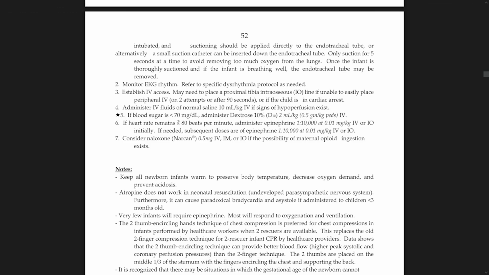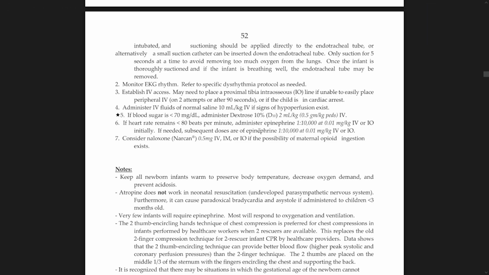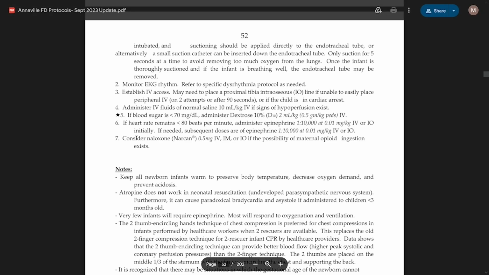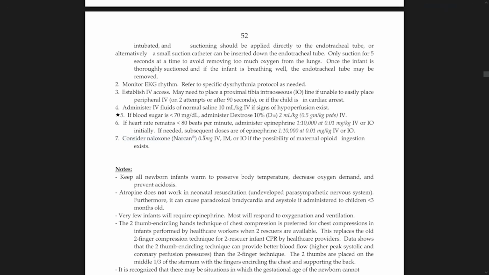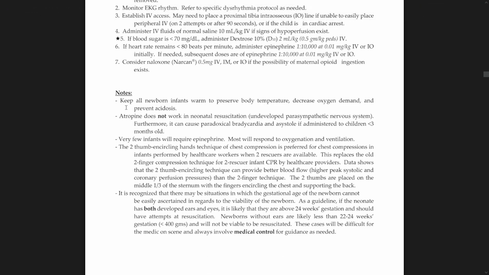If the heart rate remains less than 80 beats per minute, administer epinephrine 1 to 10,000 at 0.01 milligrams per kilogram IV or IO initially. If needed, subsequent doses of epinephrine 1 to 10K at 0.01 milligram per kilogram IV or IO can be administered. Consider naloxone or Narcan at 0.5 milligrams IV, IM, or IO if the possibility of maternal opioid ingestion exists. Note, keep all newborn infants warm to preserve body temperature, decrease oxygen demand, and prevent acidosis.